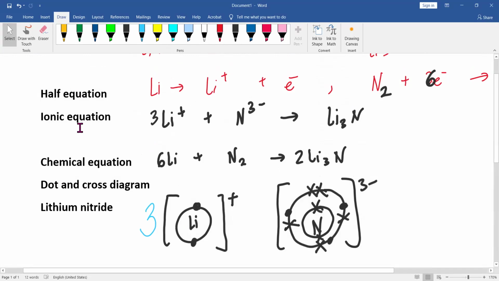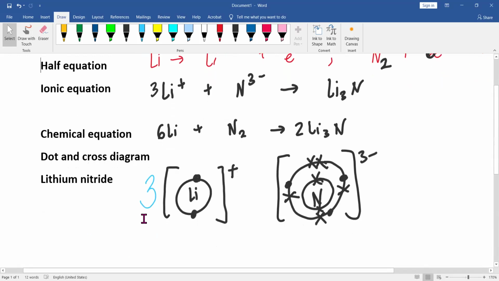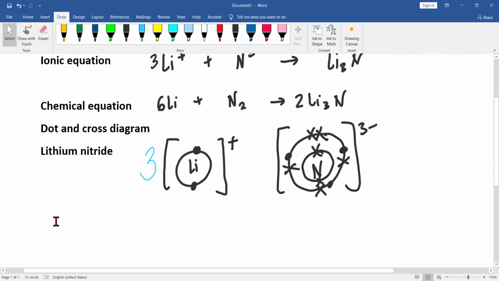Okay. Get it? Do you understand now? Draw already? If you don't have enough space, take another piece of paper. Draw. Alright, we're going to do one more. So we did sodium chloride.